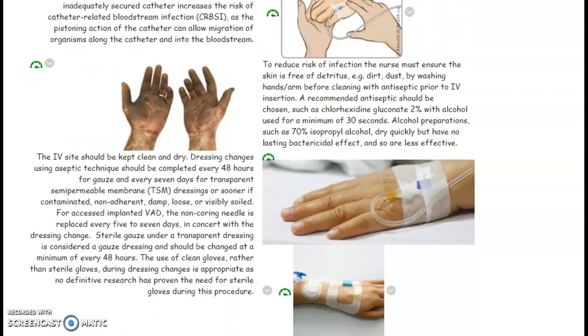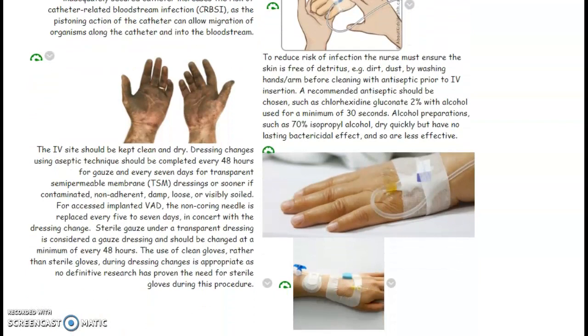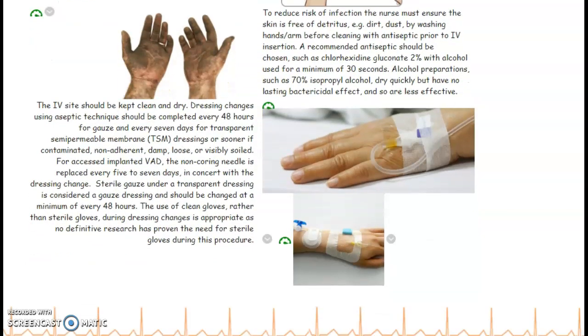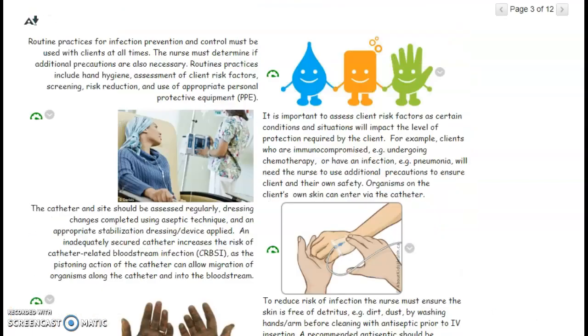To reduce the risk of infection, the nurse must make sure that they've washed their hands appropriately and cleaned the site appropriately as per agency policy. It is important to check the dressing on the site. Most IV sites are checked every hour to ensure that there are no complications, both localized and systemically.